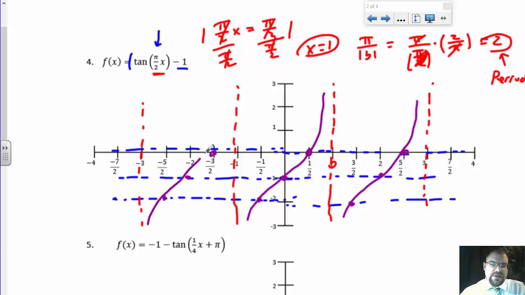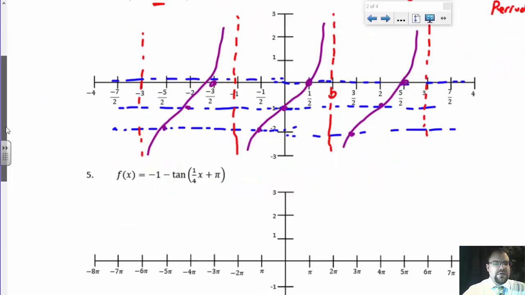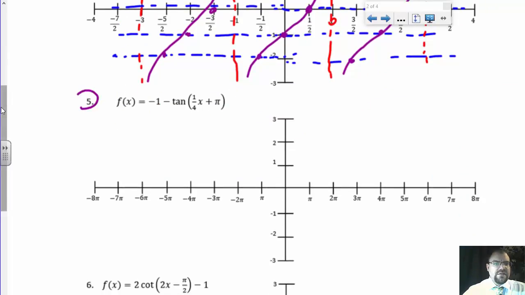And we just kind of do 2 or 3 of these. There's an infinite number of these, but they kind of look like that. So that'll be number 4. Let's jump to number 5. Try to get this done relatively soon.